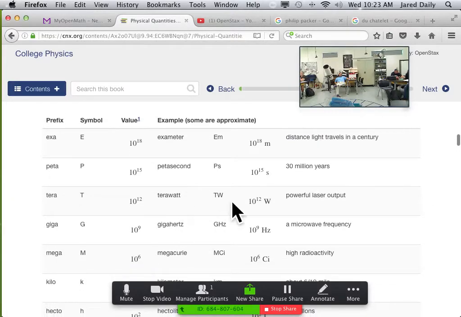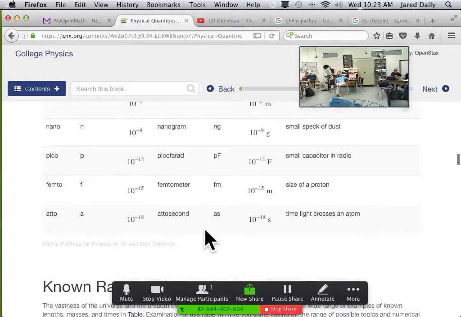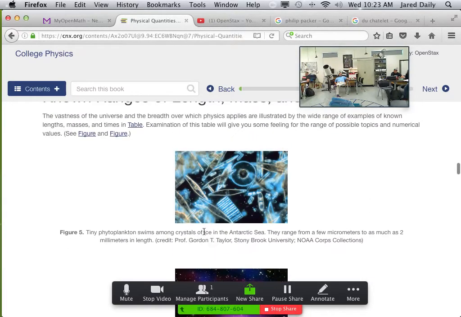Well, here, terawatts, right? Gigahertz, gigabytes uses a capital G for the abbreviation. And then they give us some, what's the word for it? I can't remember. But anyway, they give us some examples.